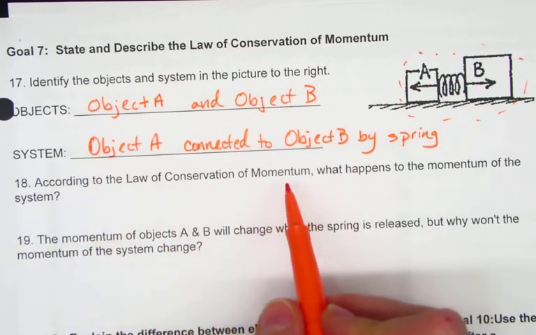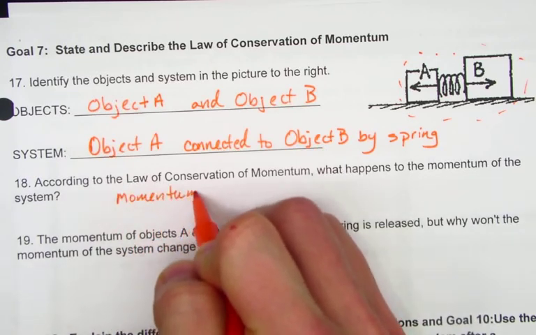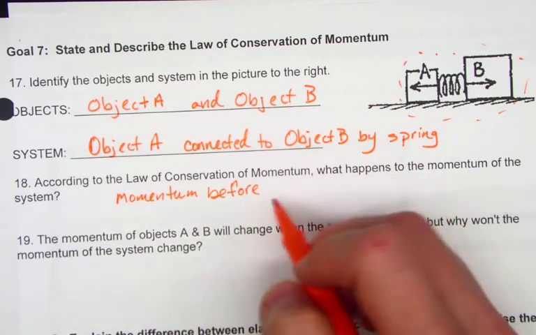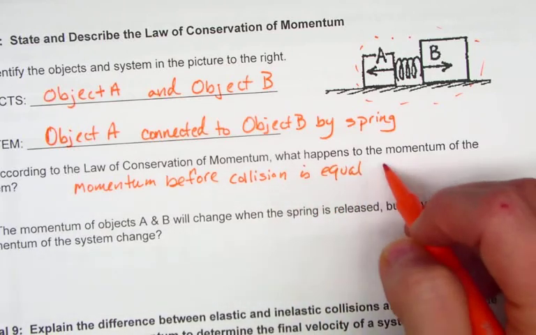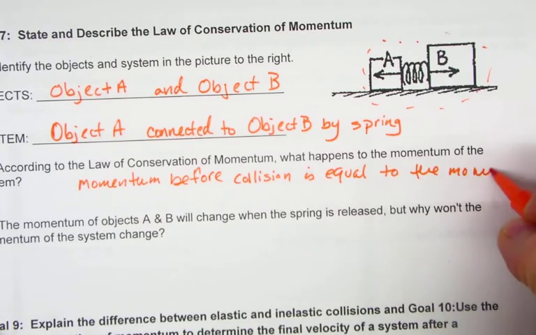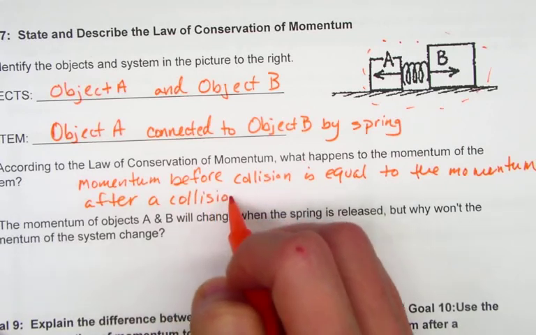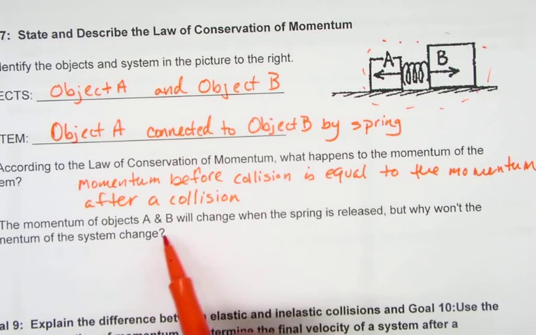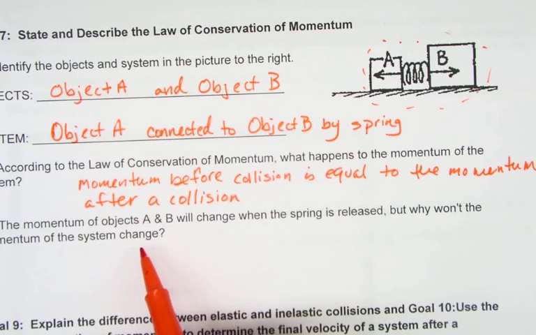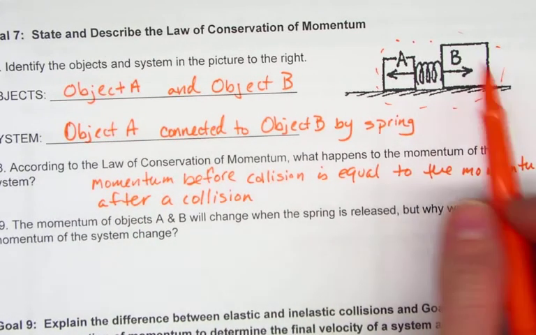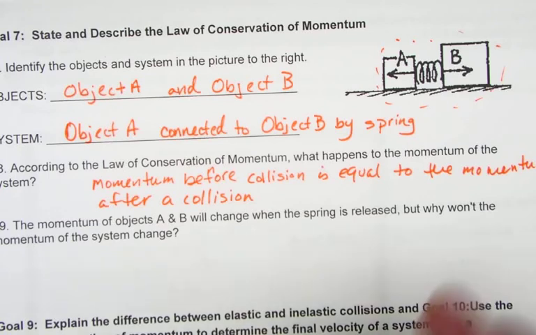So according to the law of conservation of momentum, what happens to the momentum of the system? So the momentum before a collision is equal to the momentum after a collision. Okay, so the momentums of object A and B are going to change when the spring is released, but why won't the momentum of the system change, right? Well, that's because of the law of conservation of momentum. When we talk about the system, whatever this system is, the momentum before has to equal the momentum after. Okay, so the system is everything.